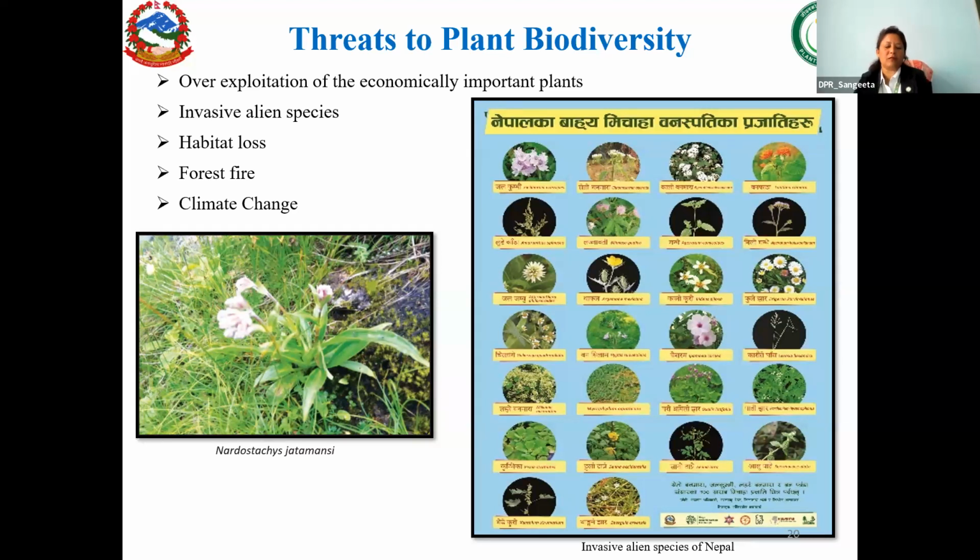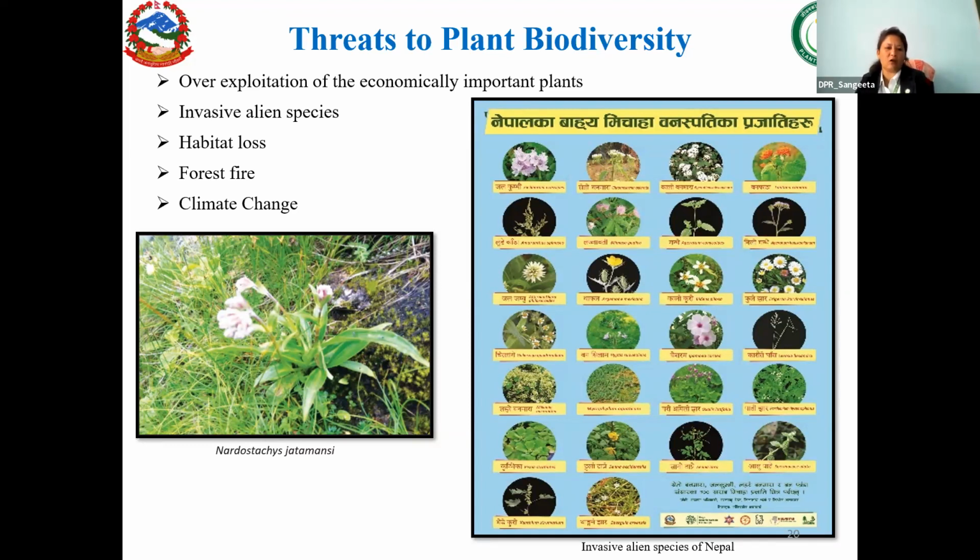After that, the second threat is invasive alien species. Till now we have recorded 26 specimens of invasive alien species in Nepal, and due to these invasive alien species, the habitat changes for the natural species. Due to their colonization, our natural plant species are going to be lost in the near future. So this is also one of the most important threats for the conservation of plant diversity.